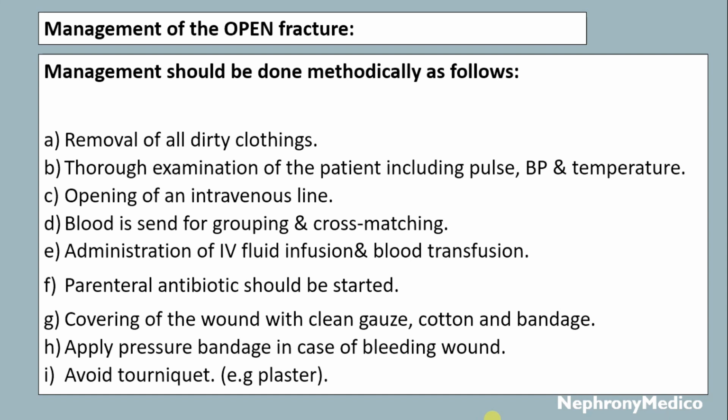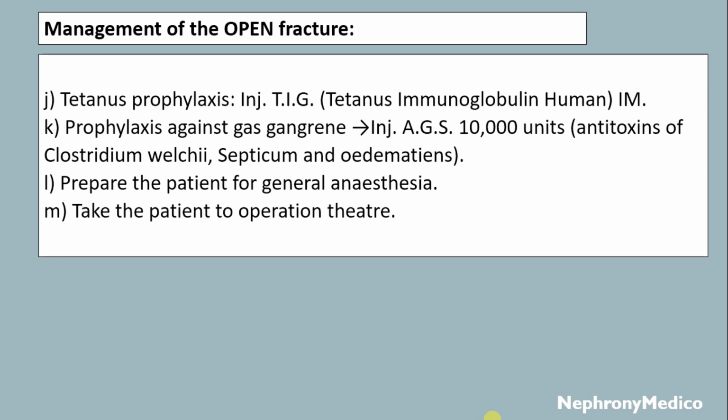in case of bleeding wound, and avoiding of the tourniquet like plaster, and tetanus prophylaxis with injection of tetanus immunoglobulin human intramuscularly should be given, and prophylaxis against gas gangrene should be given by injection of the anti-gas gangrene serum about 10,000 units, and preparing the patient for anesthesia as well as taking the patient to the operation theatre.